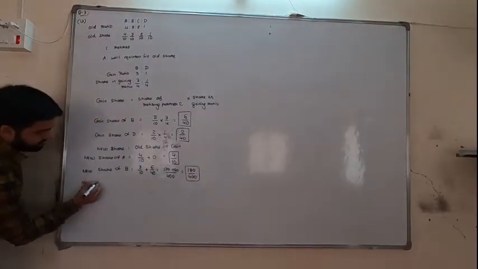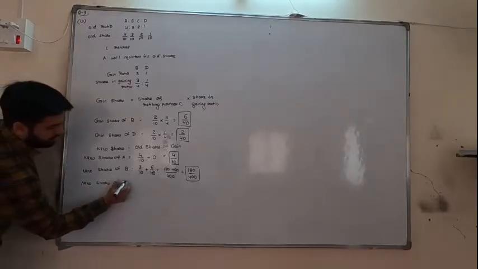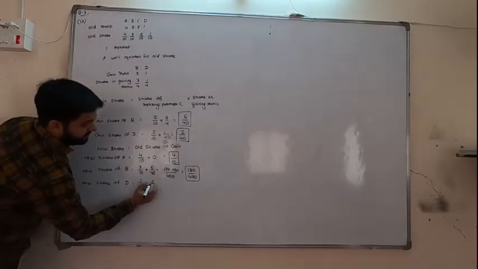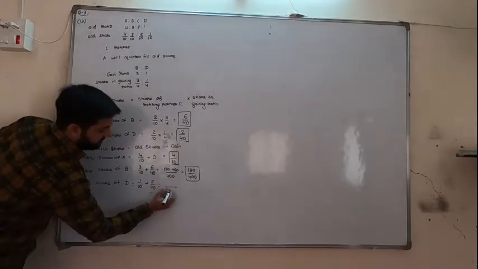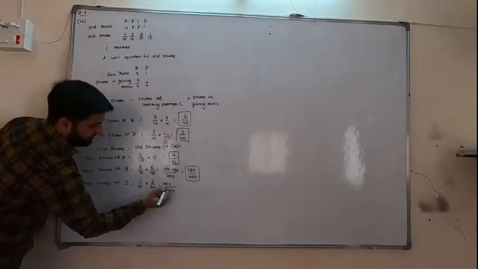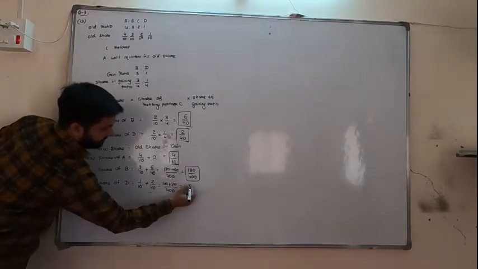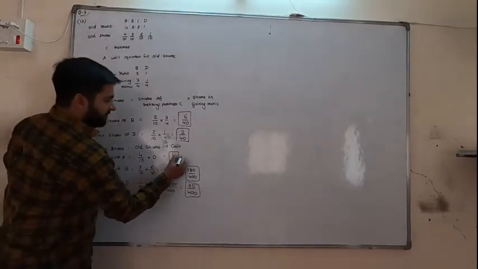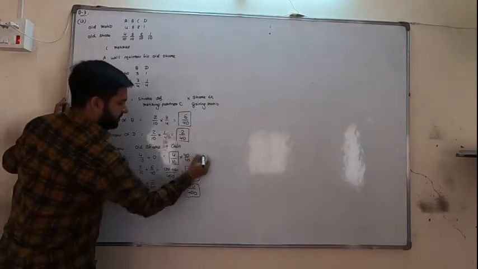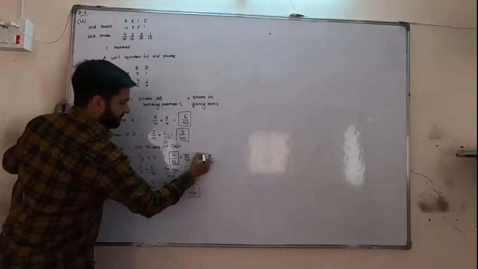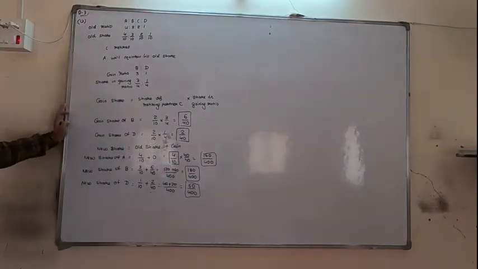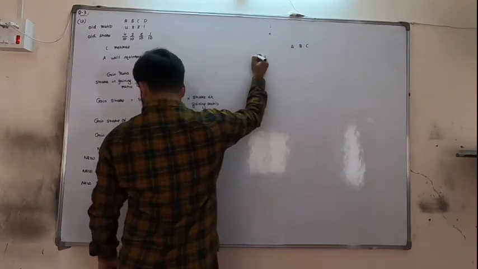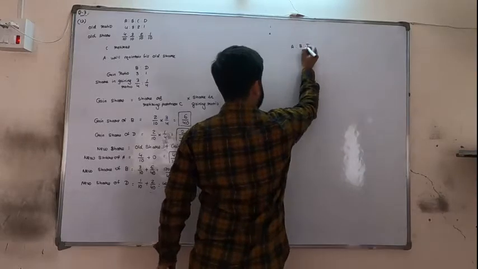Then new share of D: 1 by 10 plus 2 by 40. 40 tens are 400, 40 ones are 40, 10 twos are 20, so 60 by 400. Now for making the denominators equal, we are multiplying here by 40. So 160 by 400. So A is to B is to D.